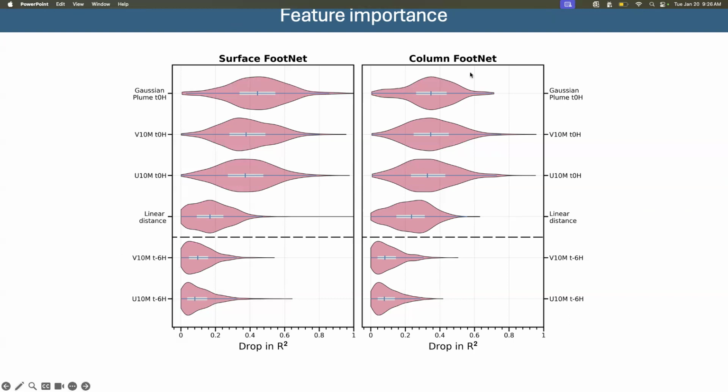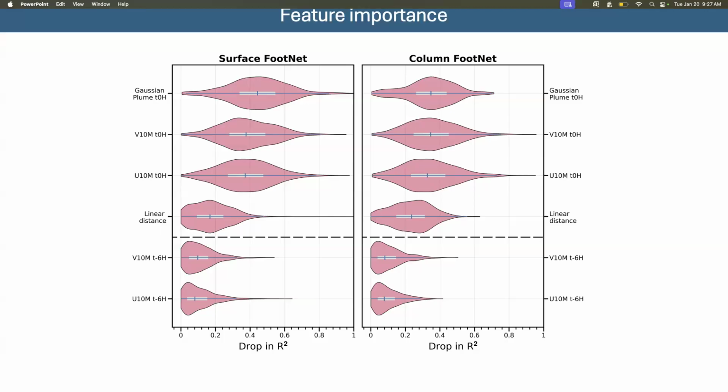And if we look at the column FootNet, we have similar features here as well. And this is a strong indication that the training here for both of these models is consistent, and the model is probably learning the physical relationship between the input meteorology and the footprints.